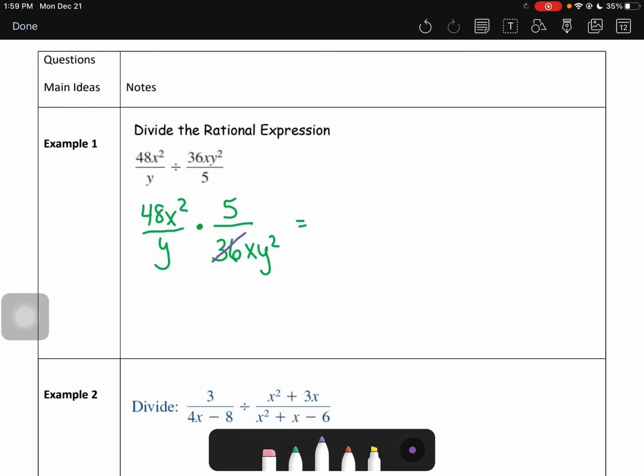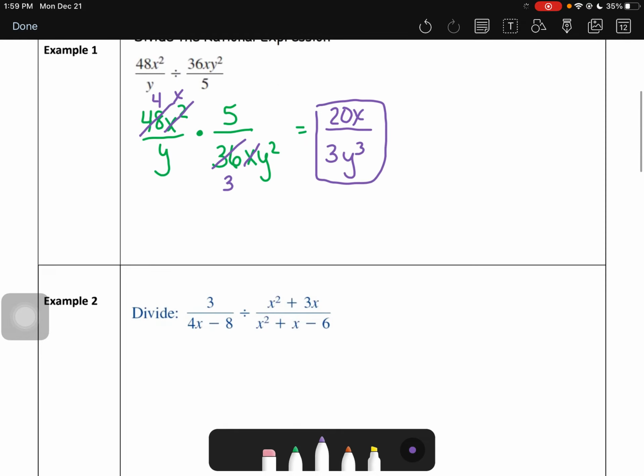So we can simplify first. I could divide this by 12, and I could divide this by 12. And then I could simplify, divide this by x would leave me 1x left, and divide this by x. So when I multiply straight across, I get 20x divided by 3y cubed.